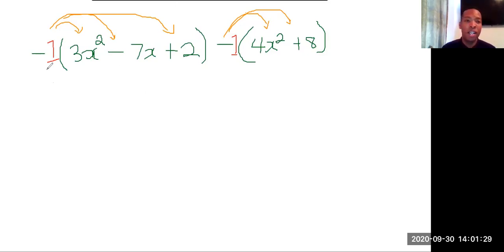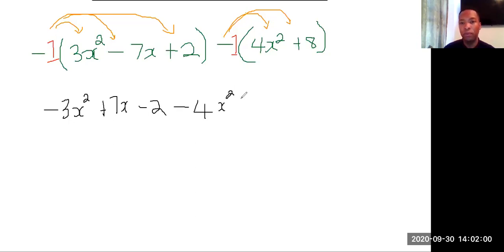Here, -1 times 3x squared is -3x squared. -1 times the -7x is positive 7x. Keep in mind, I wrote the 1 there. The questions you're going to do won't have the 1. Please remember it. So -1 times +2 is -2. Same thing here: -1 times 4x squared is -4x squared, and then -1 times 8 is -8.